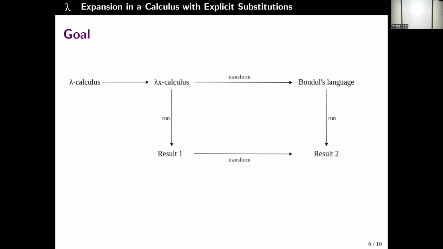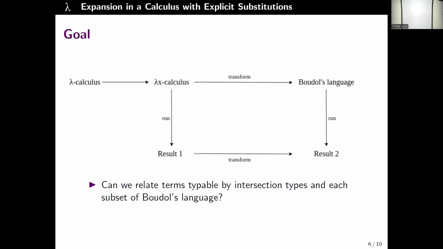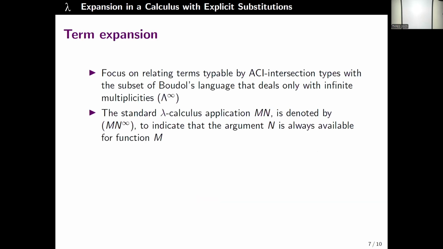So now we have said that we cannot really start from the lambda calculus. We need to go into a calculus that uses explicit substitutions in order to prove what we wish. And so here's the question: can we relate terms typable by intersection types and each subset of Boudol's language?